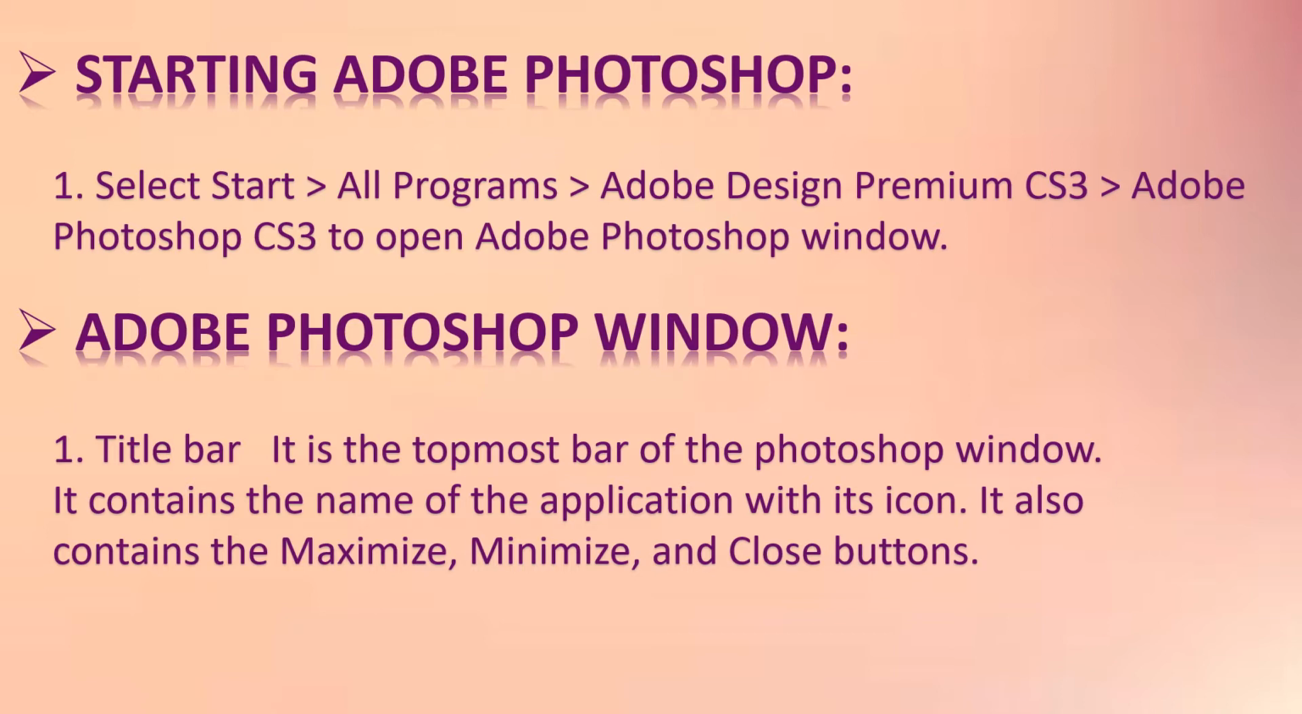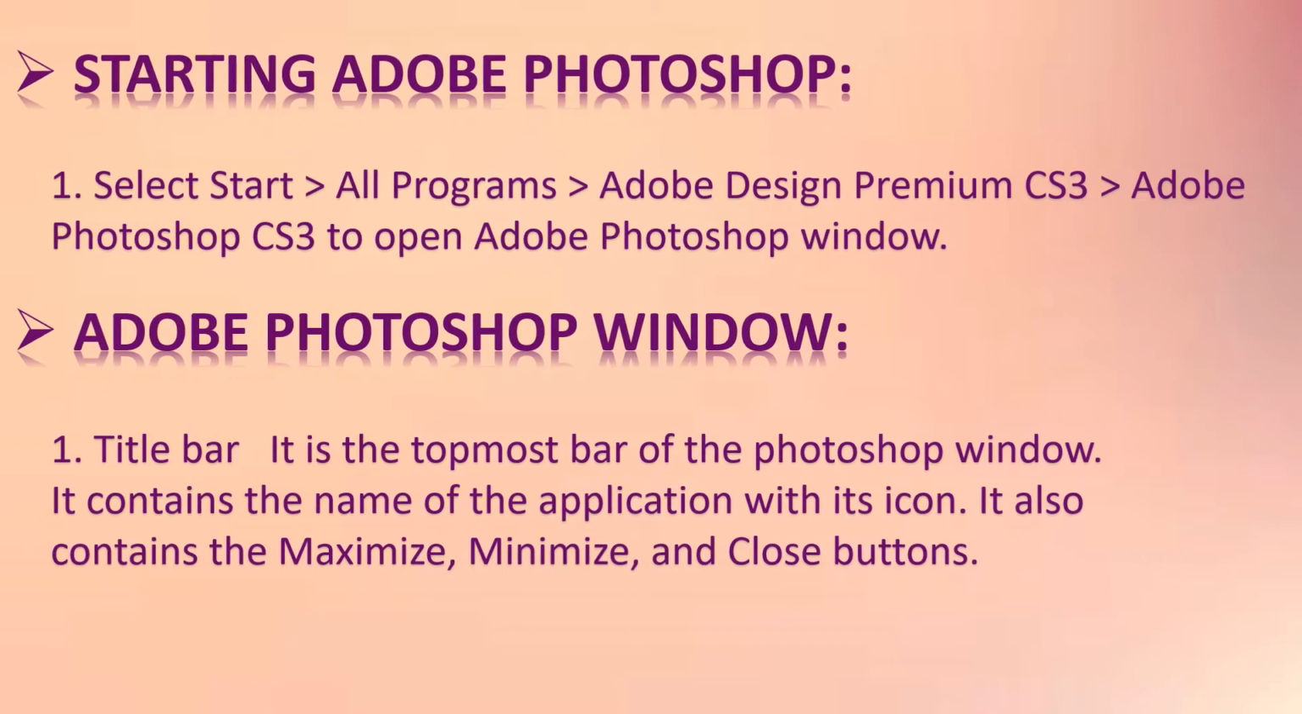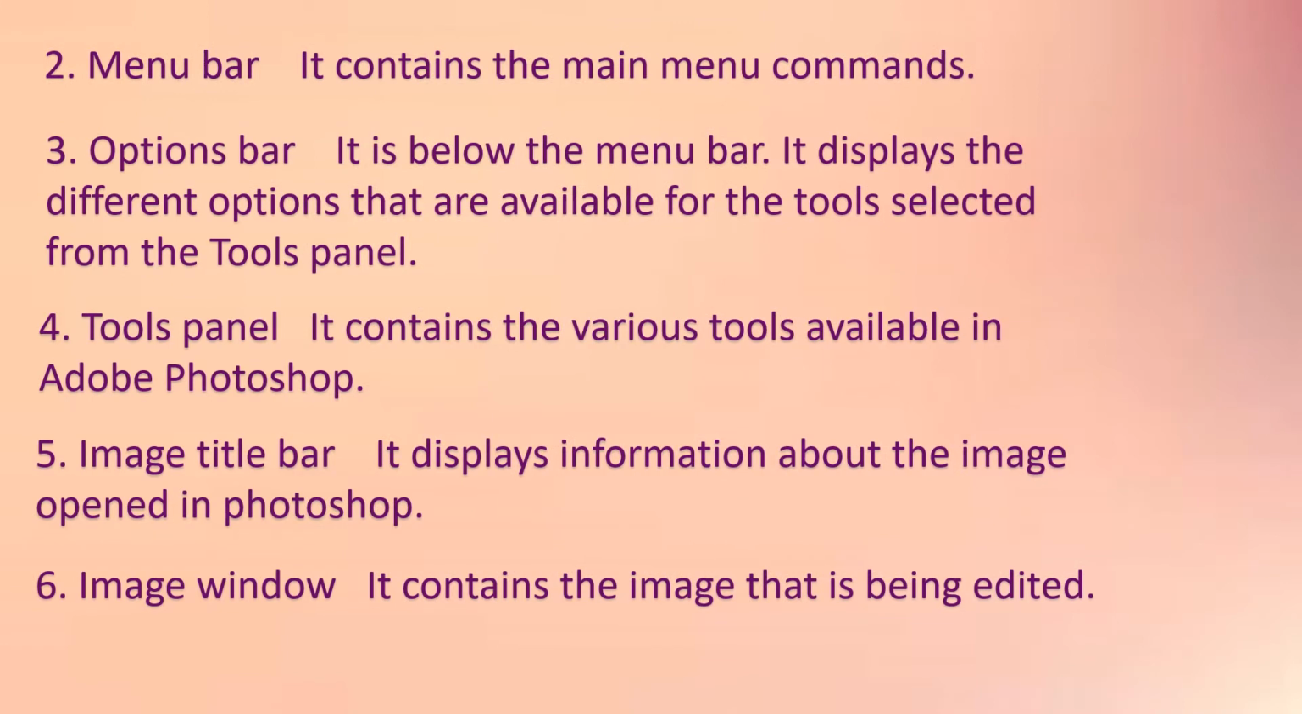The main components of the Adobe Photoshop window are the Title bar. It is the topmost bar of the Photoshop window. It contains the name of the application with its icon. It also contains the minimize, maximize, and close buttons. Menu bar: it contains the main menu commands.